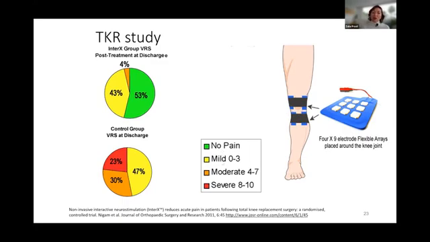So no pain, mild, moderate, severe. And we also have a control group, yes? Look at this. This is literally a few days, 3-4 days at the discharge. They received InterX stimulation and they measured pain.